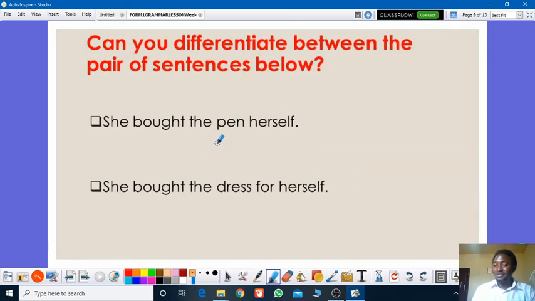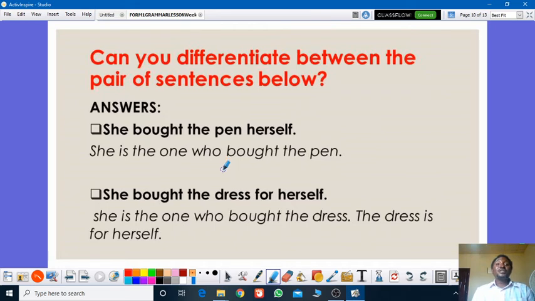Are you able to differentiate? Let's check out the answer. She bought the pen herself. It means she is the one who bought the pen. She bought the dress for herself. That one means that she is the one who bought the dress, and the dress was for herself. The dress is for her.